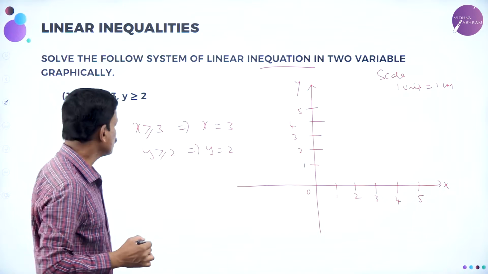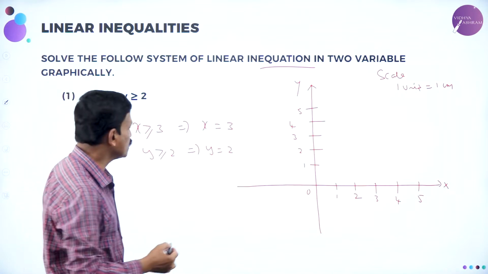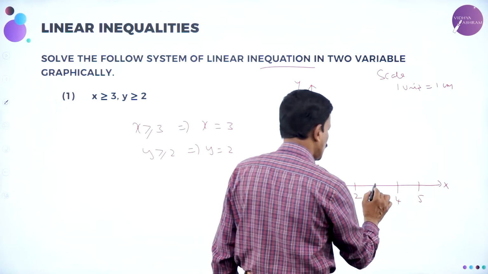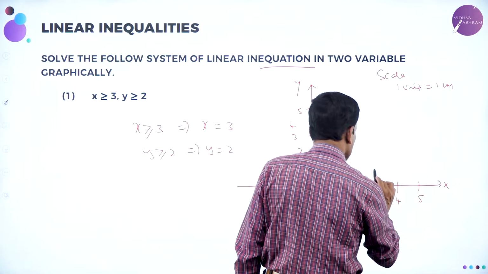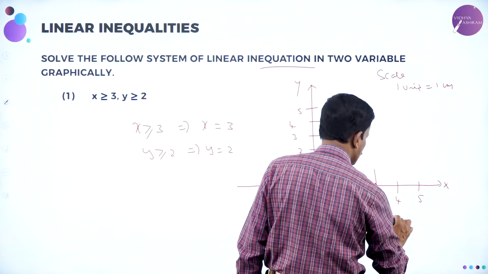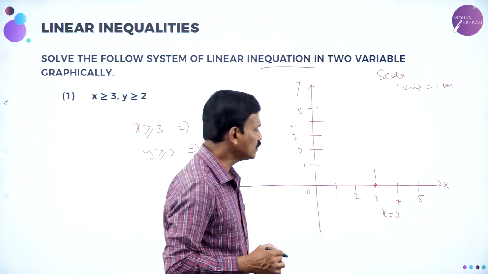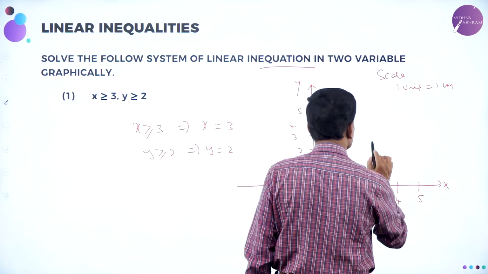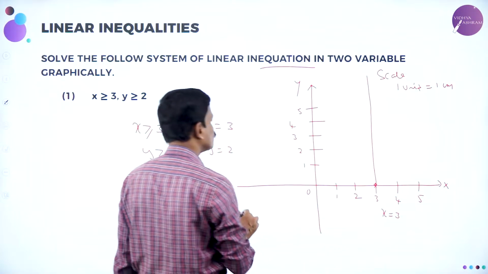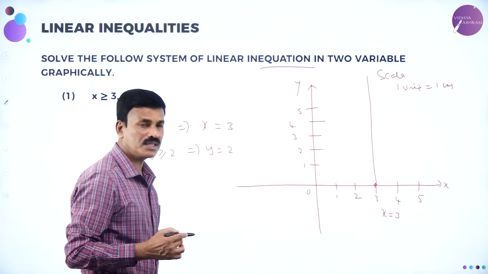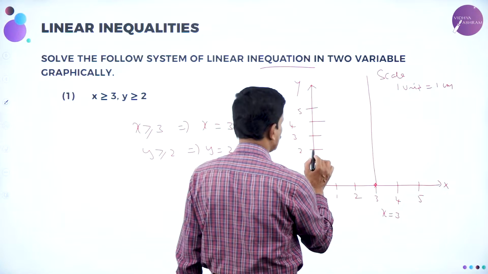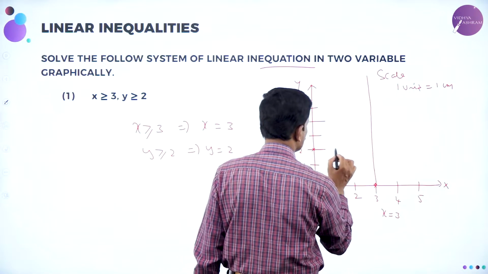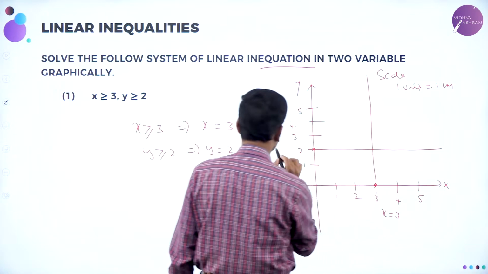Now what is given here? X is greater than or equal to 3. That is, x is equal to 3 and greater than 3. This is the line x is equal to 3, and the region x greater than 3 lies beyond it. Okay, now just draw a line like this. Next, y is equal to 2. Where is y is equal to 2? Here y is equal to 1 and 2. This is y is equal to 2.